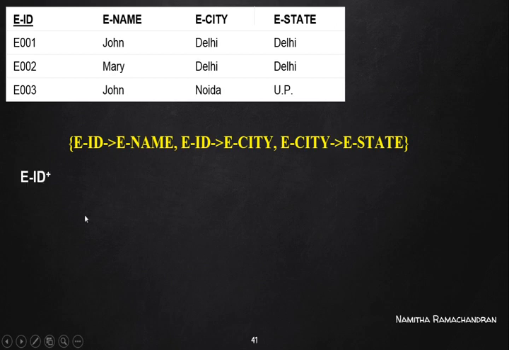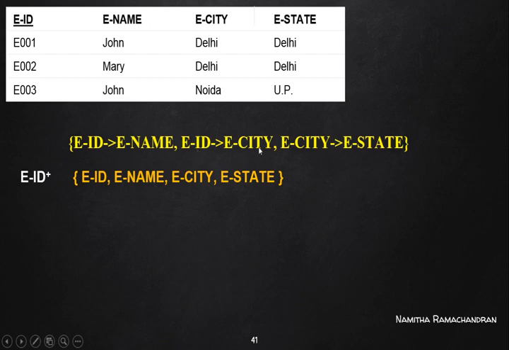Now consider the closure of EID. The closure set of EID contains first EID itself. EID can derive ENAME, EID can derive ECT. Next, if we know this ECT, from that we get the EState value also. So we need to include this EState also here in this closure set.